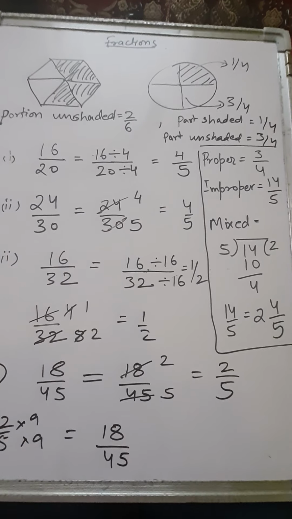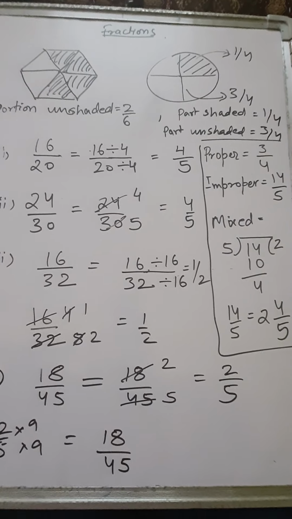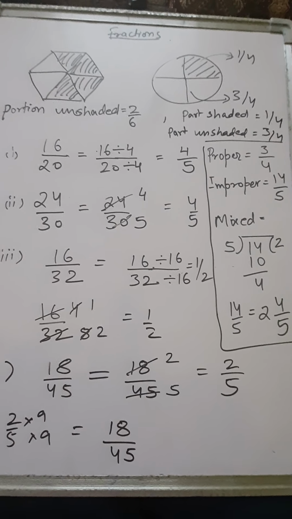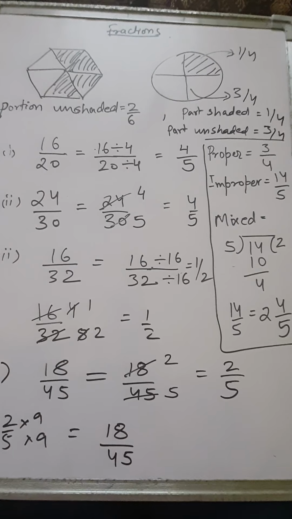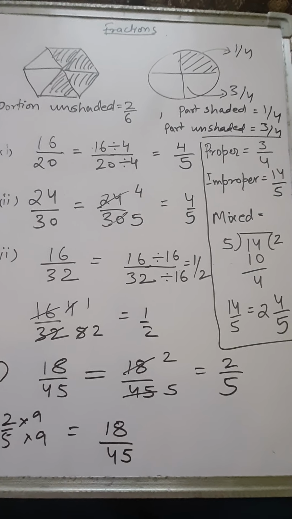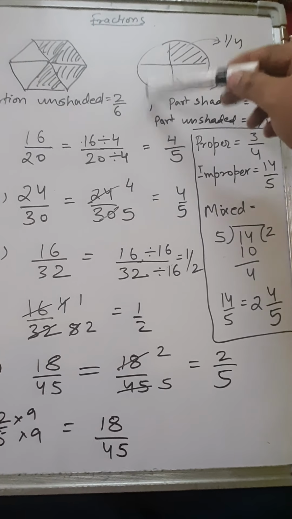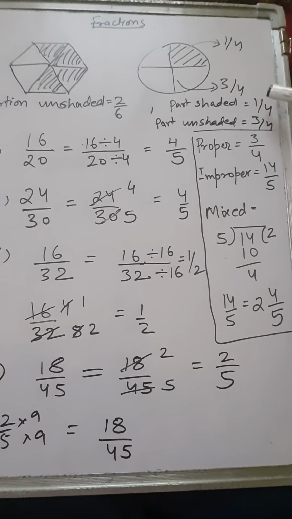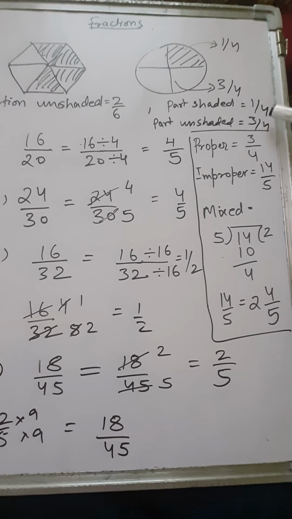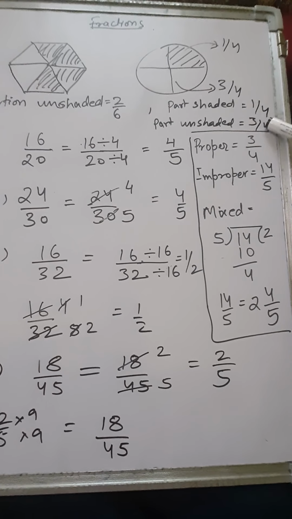Right children? Now see in this diagram, there is a circle which we have divided into 4 equal parts and shaded one part. So if you have to find the fraction of the shaded part, that will be 1 by 4. That means we have divided this whole circle into 4 parts. So the total number of parts goes in the denominator and the number of shaded parts in the numerator. So numerator upon total number of parts, number of shaded parts upon total number of parts.